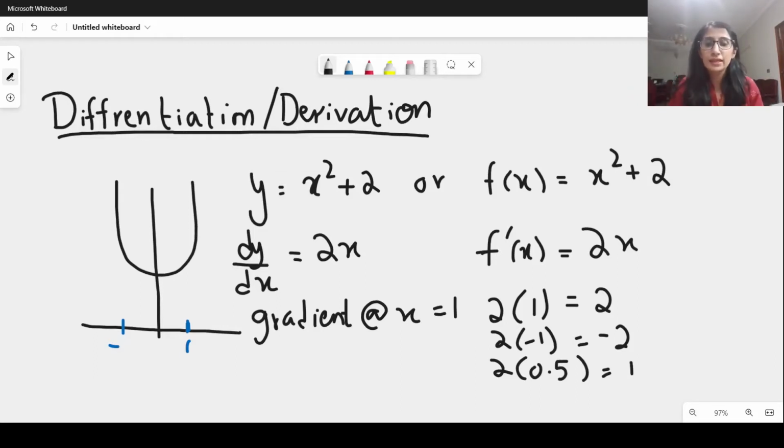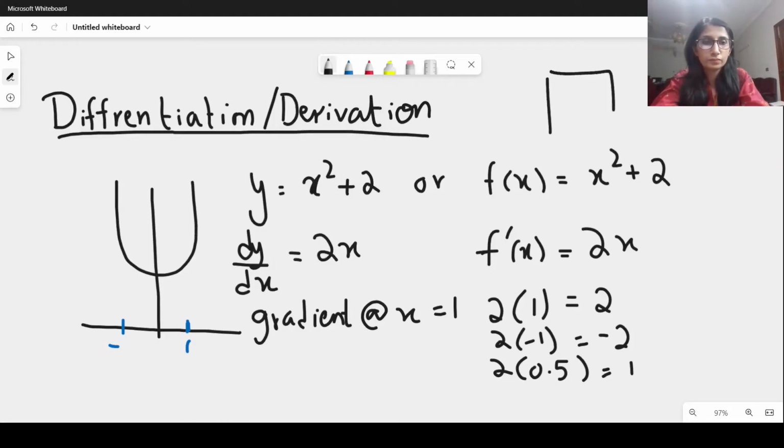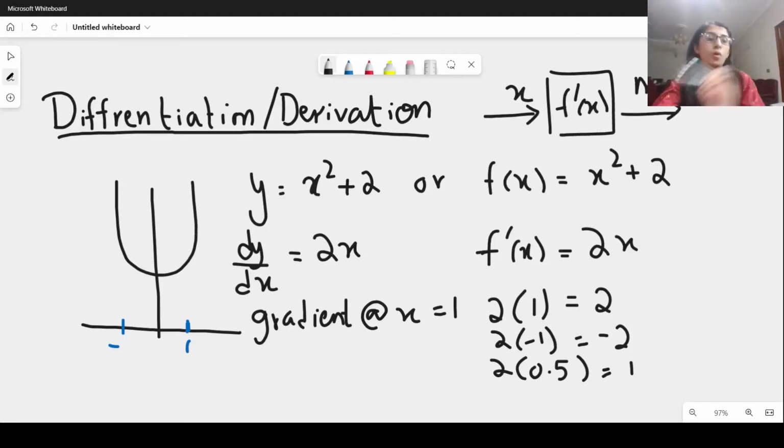So at any point you need to find the gradient, you would derive the function, and then input that value of x. So basically, this is the process of derivation. If you give it an input x, it will give you the slope of that function at that particular value of x. All right, that's the basic explanation of the topic derivative.